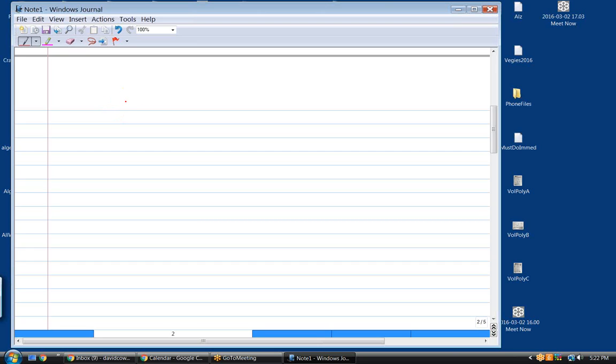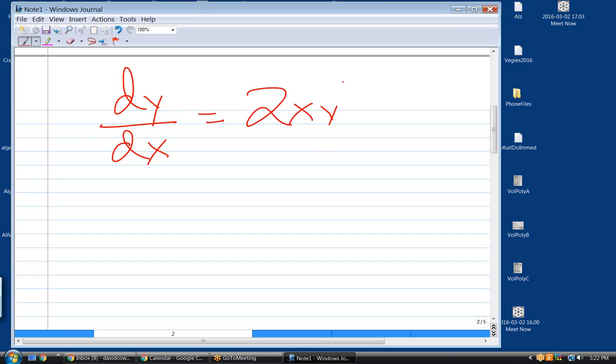It's dy over dx is equal to 2xy cubed sine of x squared, and y of 0 equals -1.